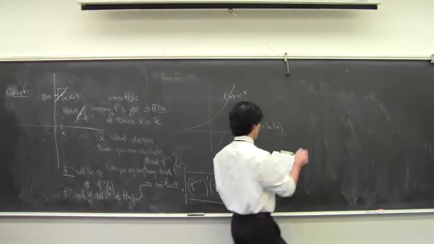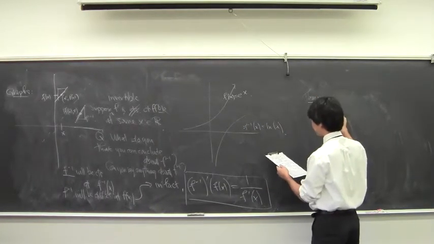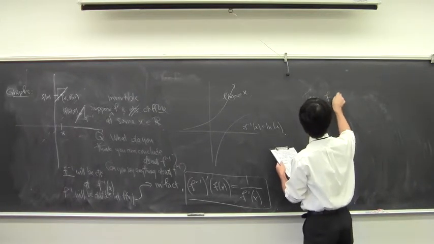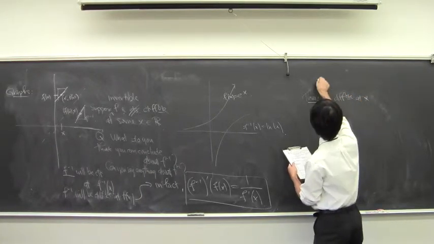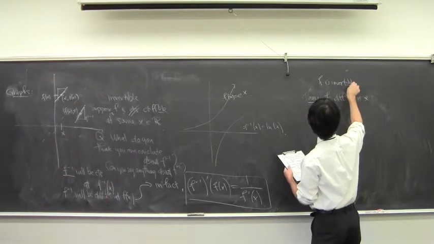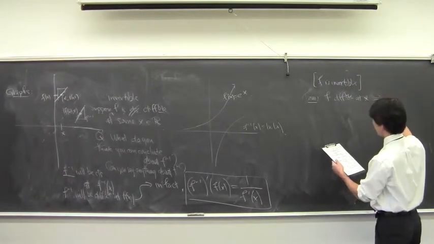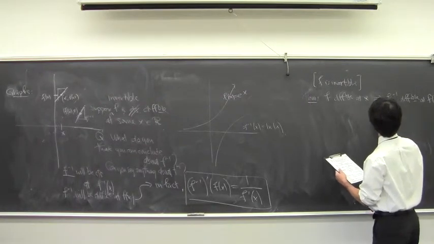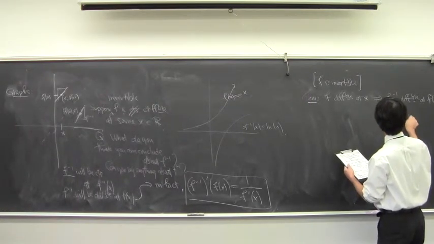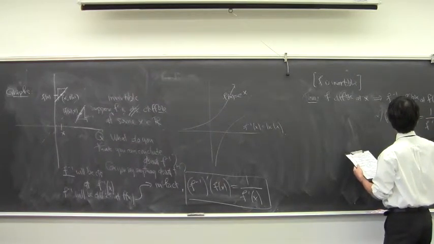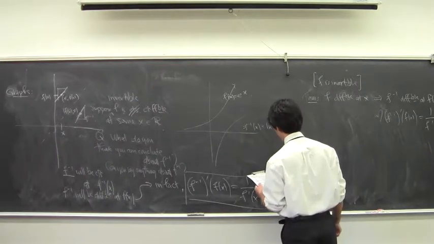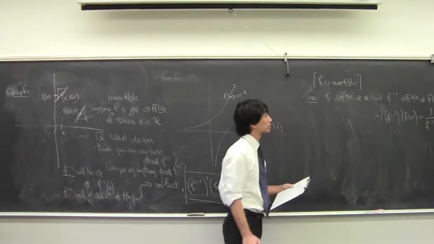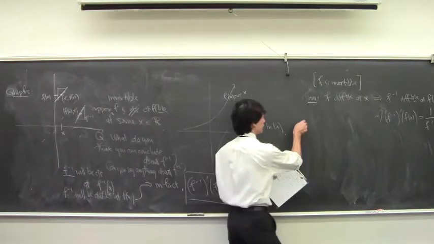Okay, so let me put up a theorem here. If f is invertible, f is differentiable at x forces f inverse to be differentiable at f of x, with f inverse prime of f of x being 1 over f prime x. And the proof of this is easy.